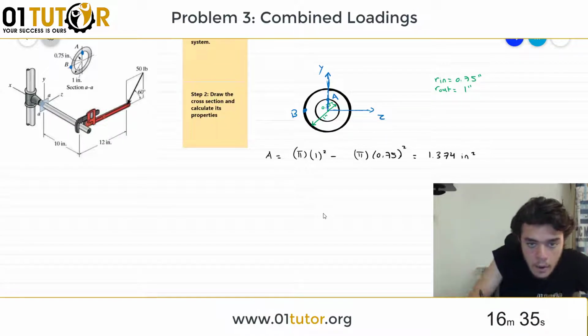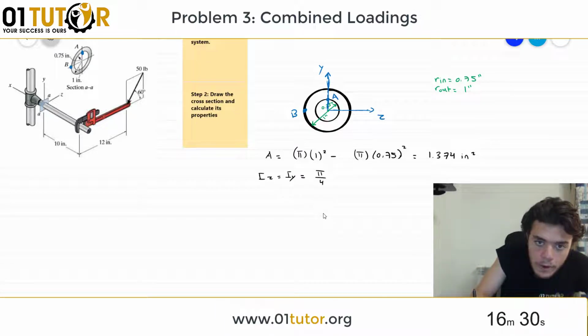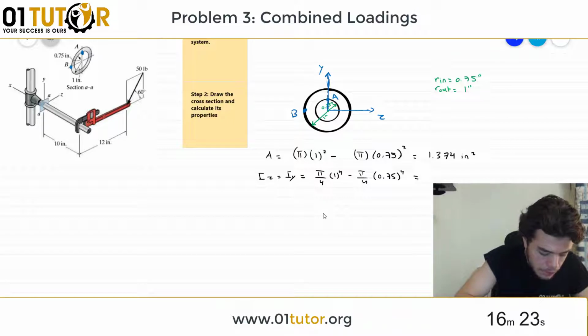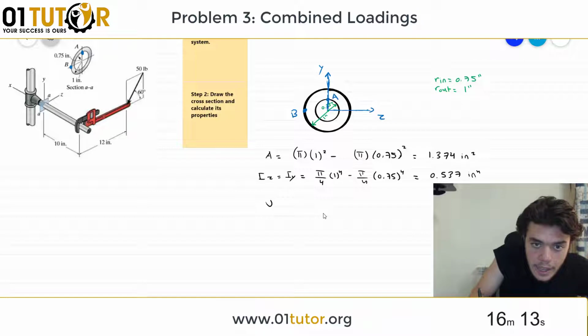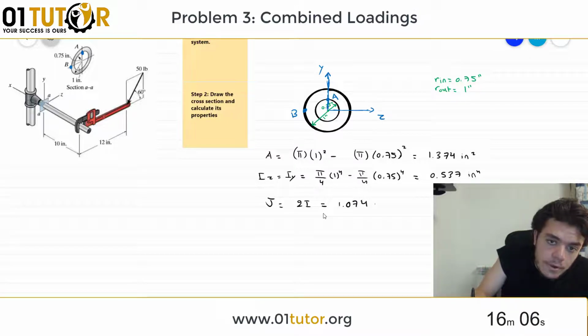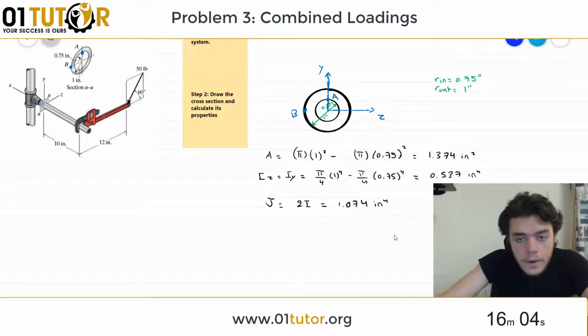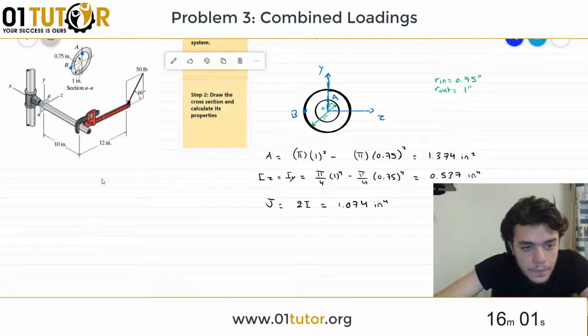Now Iz is gonna be equal to Iy, which is pi over 4 multiplied by 1 to the 4 minus pi over 4 multiplied by 0.75 to the power 4, and this is going to be equal to 0.537 inch to the power 4. And J is going to be equal to 2 times I, so 0.537 times 2, 1.074 inch to the power 4. So these are the cross-sectional properties.